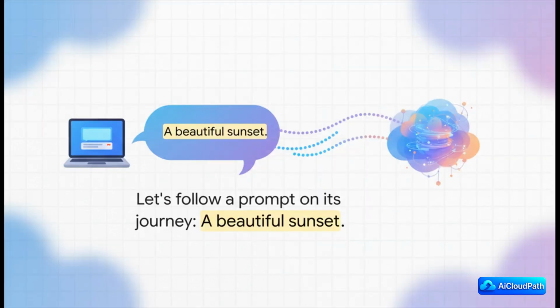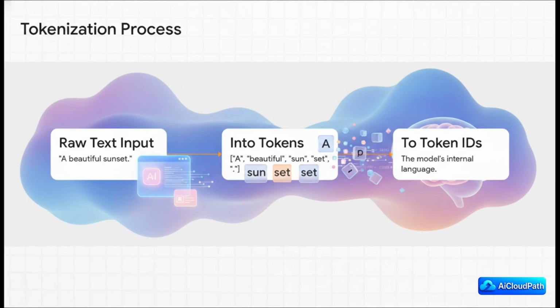Okay, theory is great, but let's make this super concrete. We're going to use this simple little phrase, a beautiful sunset, and just watch how the AI chews on it step by step. So the very first step is called tokenization. The AI takes our phrase and just cracks it open. A is one token. Beautiful is another. Now, sunset is interesting. Because it's a compound word, the model often finds it more efficient to split it into two more common tokens, sun and set. And of course, the period at the end gets its own token too.